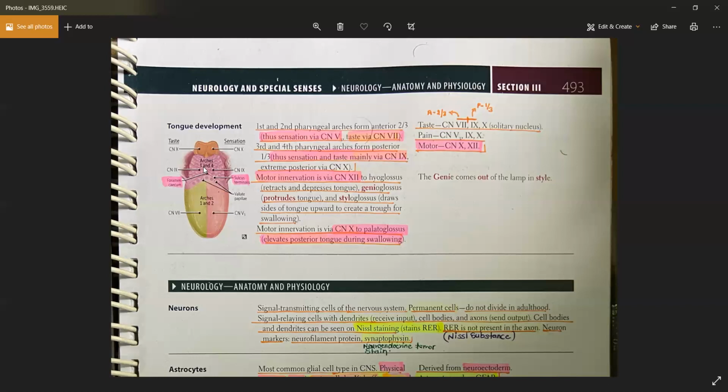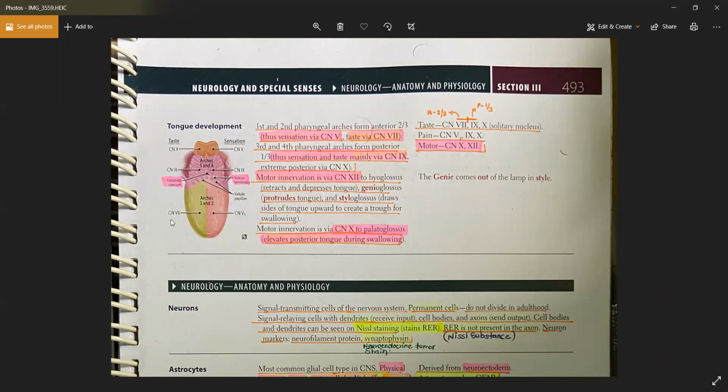Now, the motor innervation is supplied by cranial nerve 12. Only the motor nerve which can cause tongue movement is cranial nerve 12. You also have cranial nerve 10 as a motor innervation, and it supplies only the palatoglossus muscle, which will elevate the tongue posteriorly during swallowing of food. Rest of the motor functions of the tongue will be supplied by the 12th nerve.